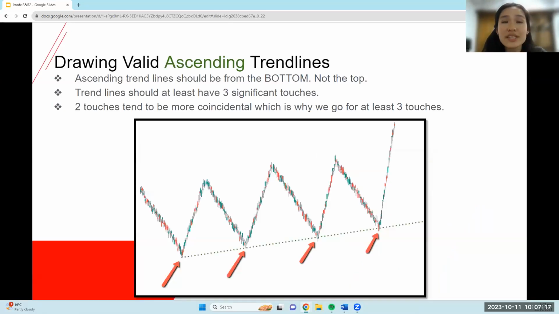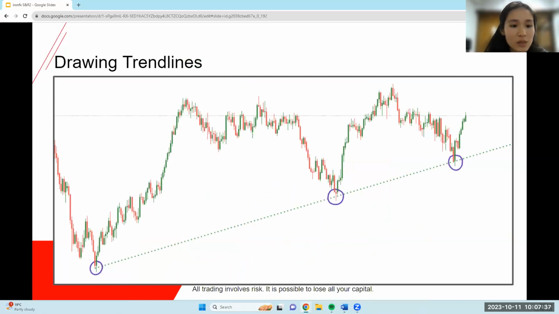So here's what makes a valid ascending trend line. Firstly, they should be drawn from the bottom if it's an ascending line, and not the top. Next, trend lines should have at least three significant touches, and two touches tend to be more coincidental, which is why we typically would recommend three. So here are a couple of examples.